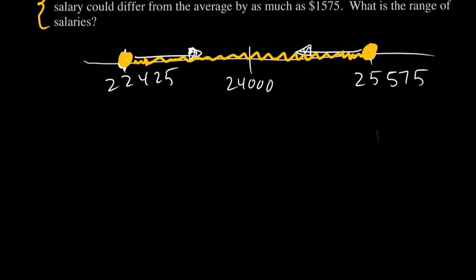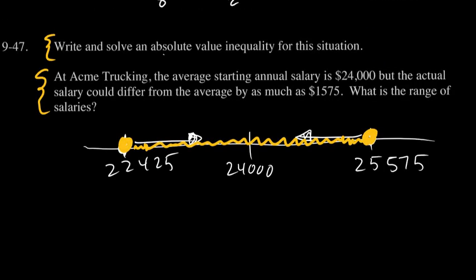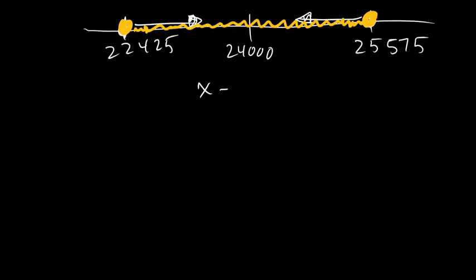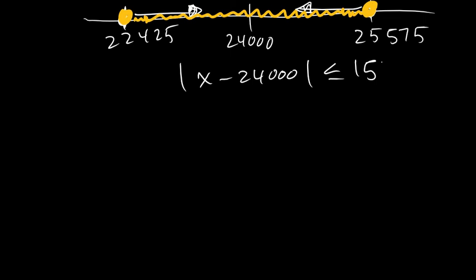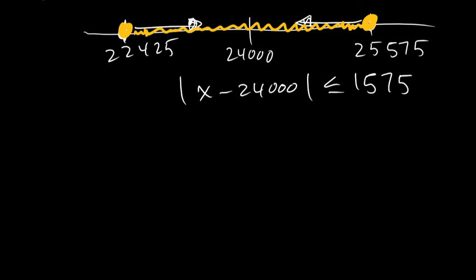So my inequality looks like this. If x is an actual salary, let me write this down. So what is x? X is an actual salary. So if x is an actual salary, the difference between an actual salary and $24,000 is constrained by, oh, what was the number? $1,575. So I can be above the mean or below the mean. The difference is within that amount. It's less than, the difference can't be more than that. The difference can't go outside of this region.